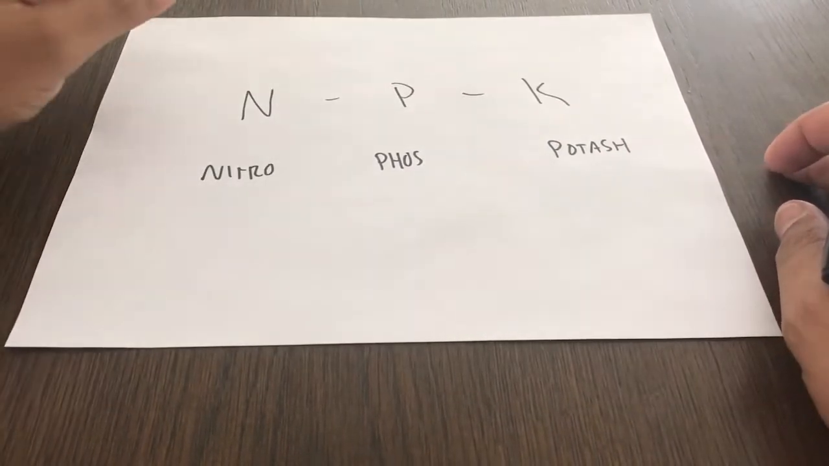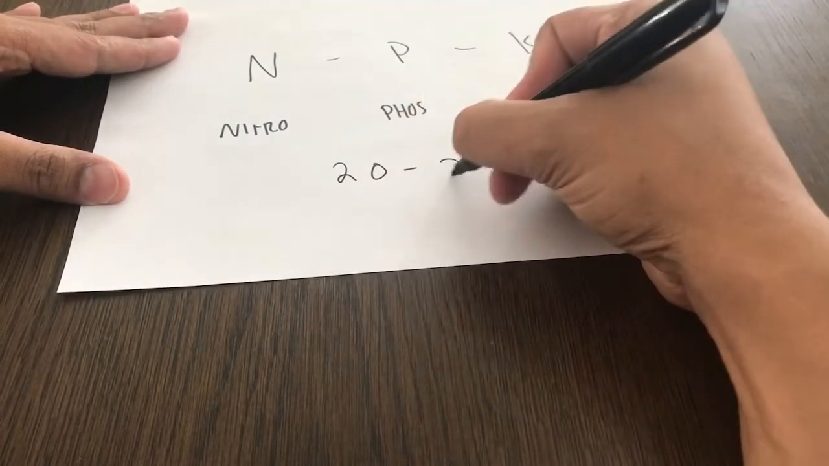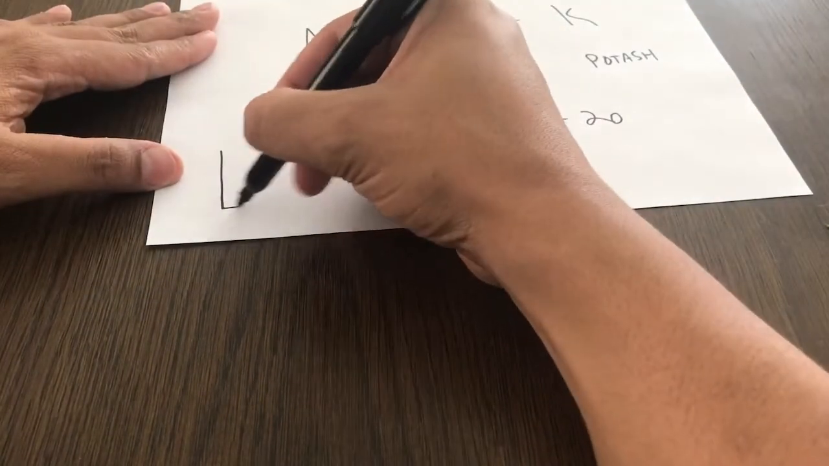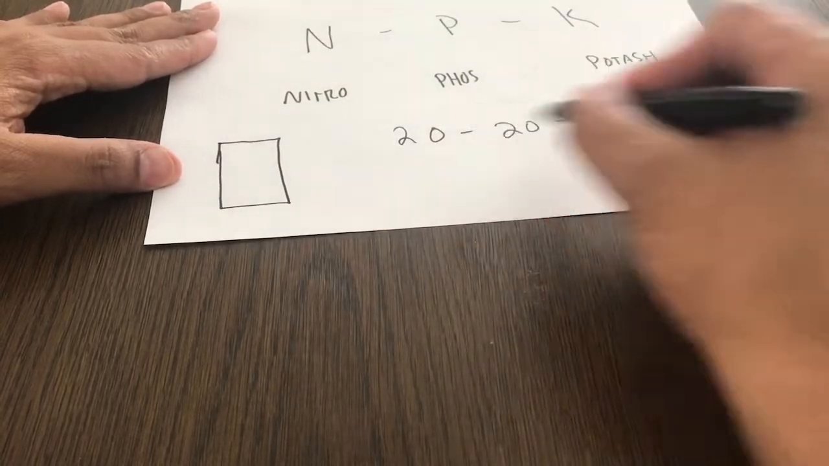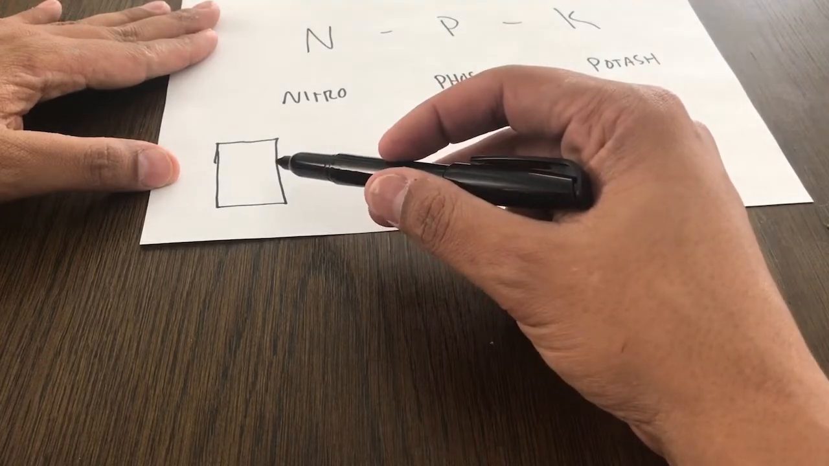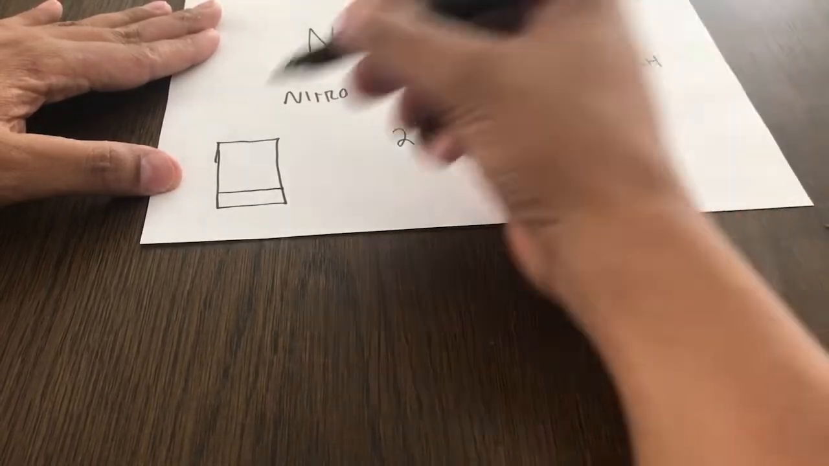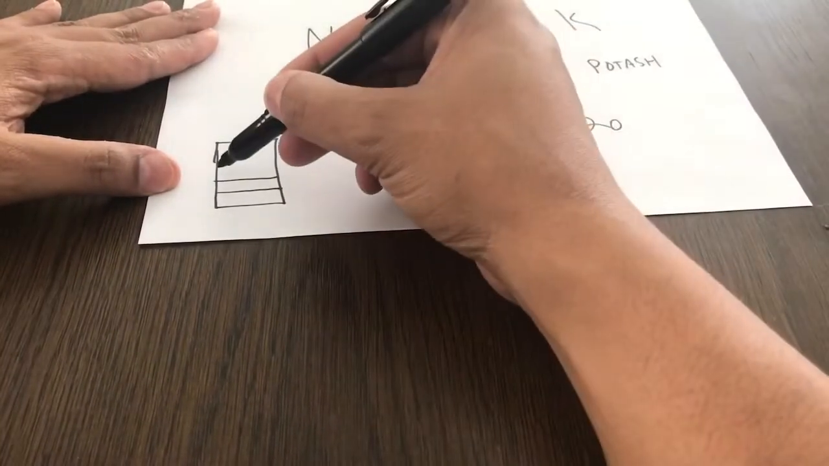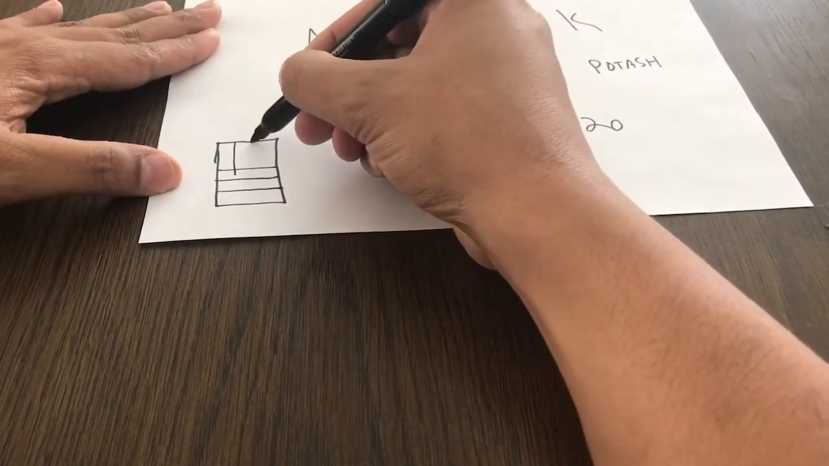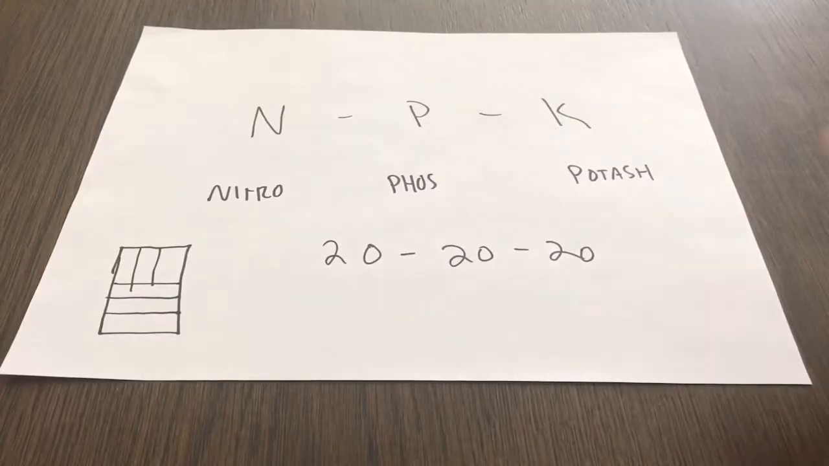So, what do the numbers mean? It's actually pretty simple. Say you have a product that is 20, 20, and 20, all even all around. All these numbers really mean is the percentage of the bag that makes up that particular nutrient. For example, if it's 20, 20, 20, that means 20% of your bag is going to contain nitrogen. Okay? 20% of the bag is going to contain phosphorus, and 20% of the bag is going to contain potash. All the rest is going to be other essential nutrients: calcium, magnesium, maybe iron, or something else that could be very beneficial to your plants.